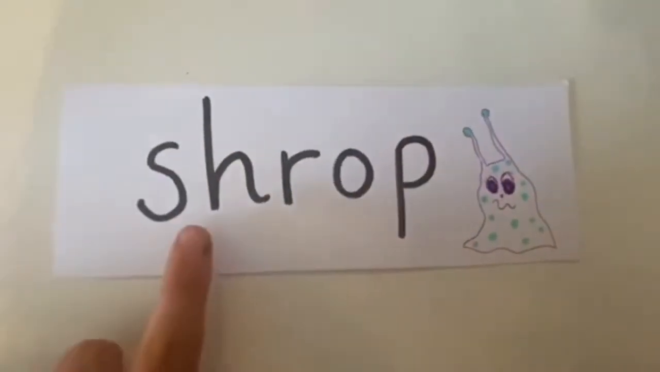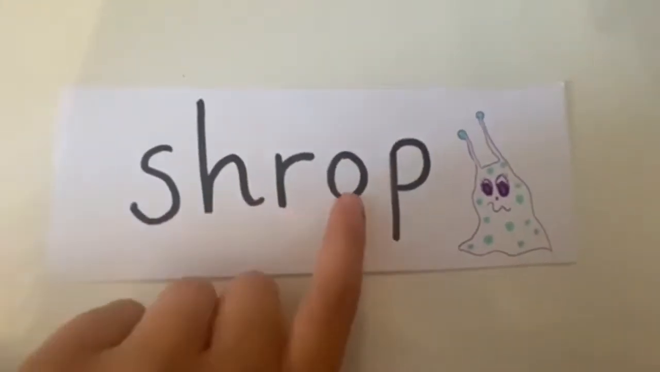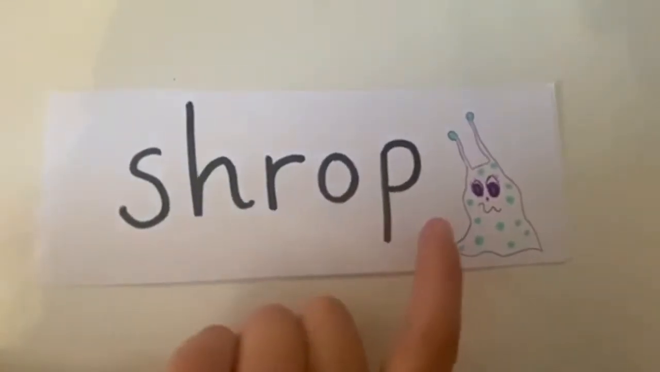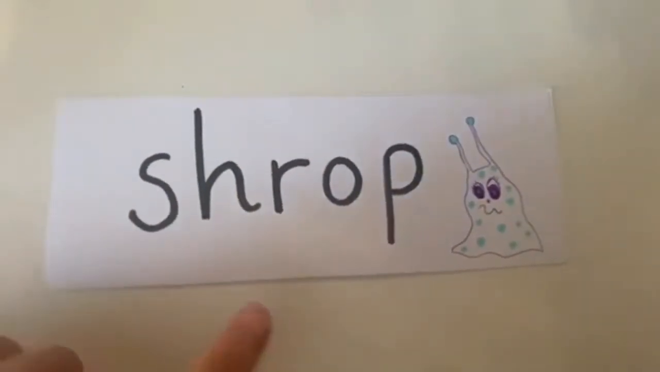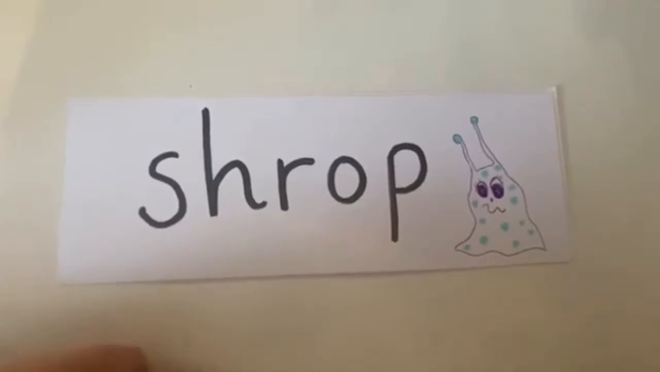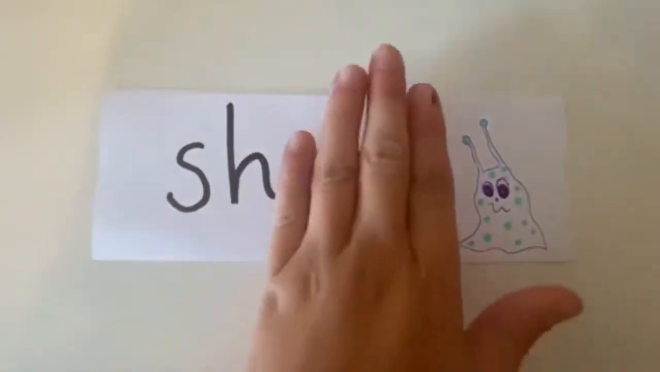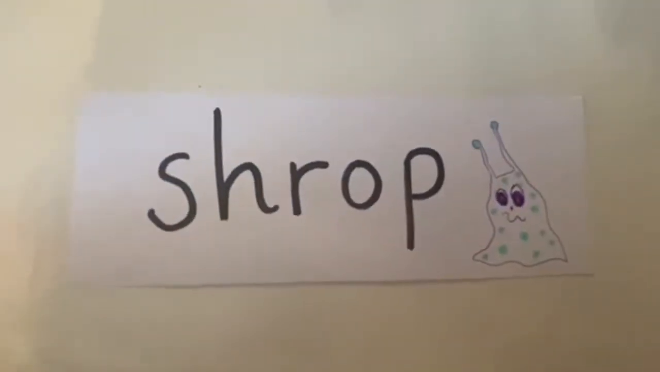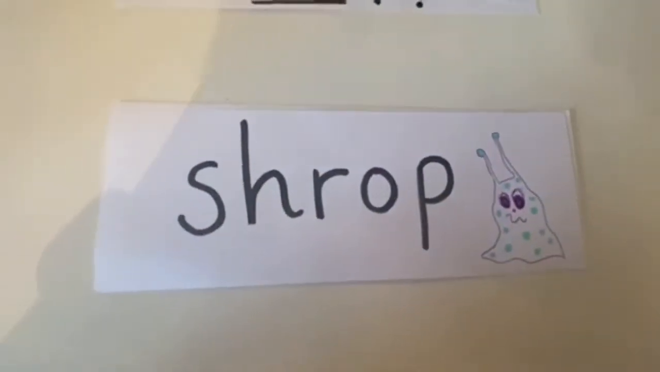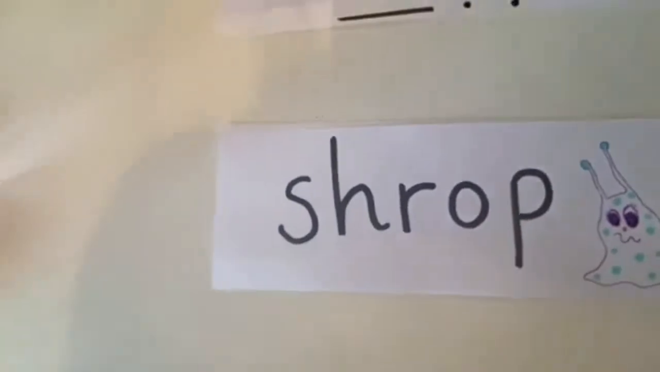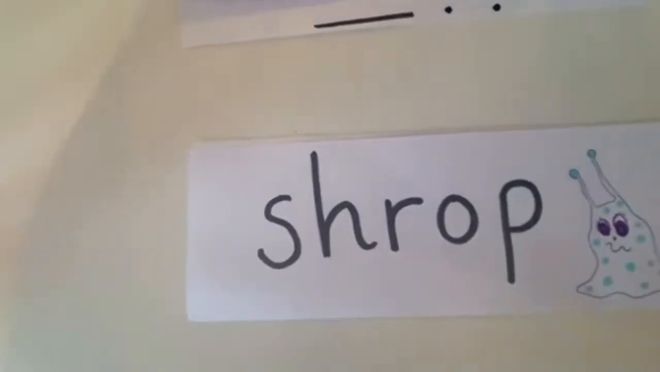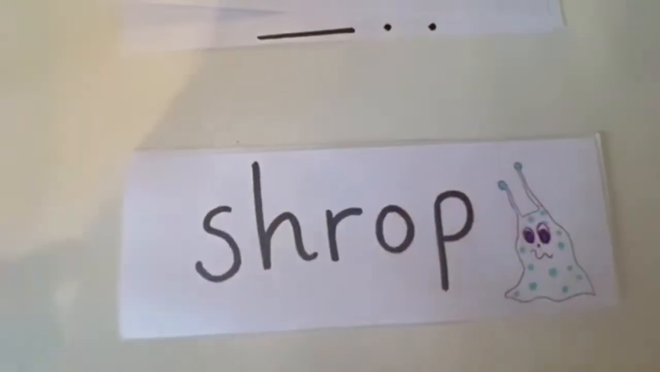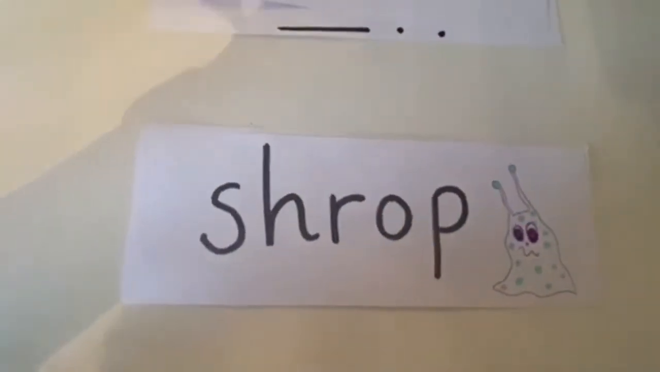So here we have sh-r-op, shrop. So the children can put the dots and dashes on if they want, but they should be able to recognise that the s and h together make a sh sound, and the rest are just usual one letter sounds. I'll put the dots and dashes on for you now. If the children want to do this at home, that's great, but they don't have to.